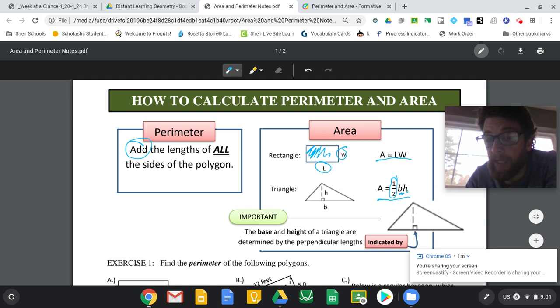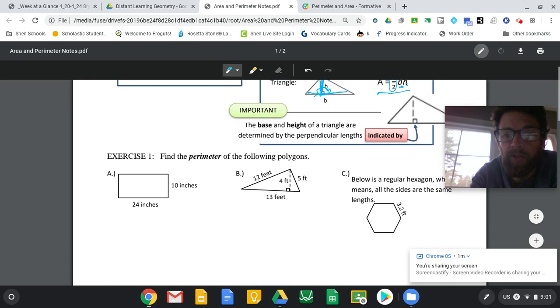The important thing is this right there. That's a symbol that indicates perpendicularity, where this height is perpendicular to this base. The height and the base are always perpendicular, always. So let's go ahead and try a few here.